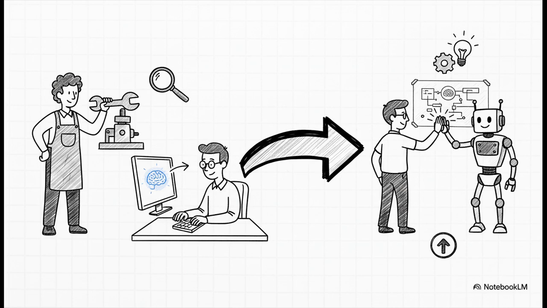So the big takeaway here is that we're talking about a fundamental shift. We're moving from AI being just a tool to AI being a teammate. We're going from using a tool to collaborating with a partner.